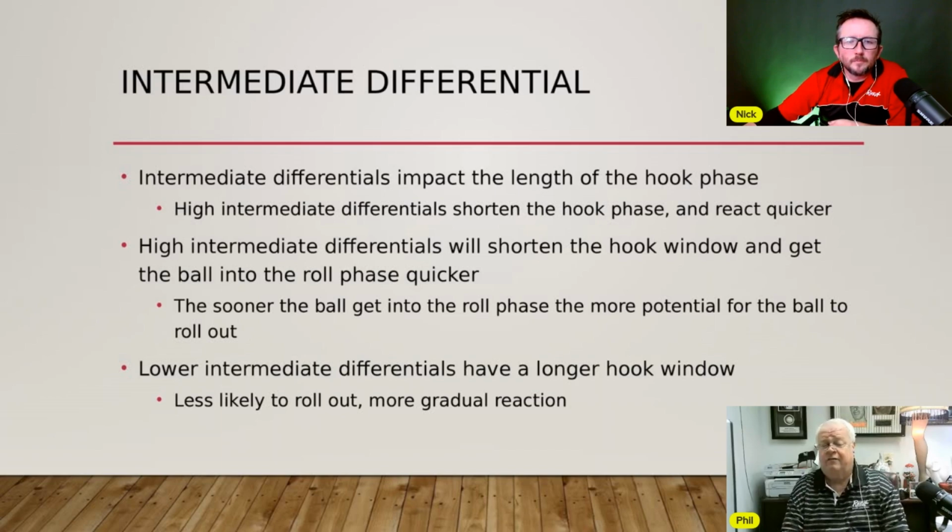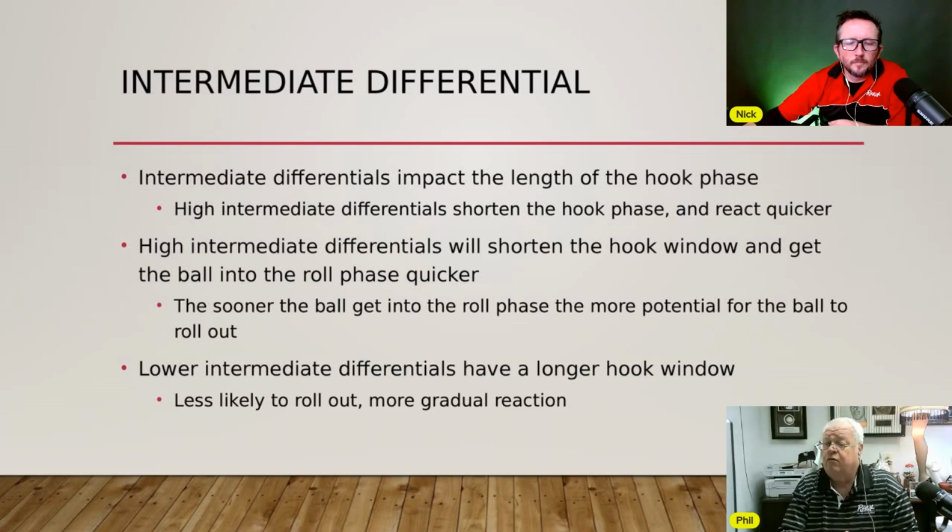Now, the intermediate diff is the tricky part. The intermediate diff impacts the length of the hook phase. So you remember the ball goes skid, hook, roll. And the length of the hook phase is impacted by the intermediate diff, because a higher intermediate diff shortens the hook phase, which means the ball will start to go into that transition where the rotational transition will start to become equal, and the ball will roll out because you shorten the hook window. So high intermediate differentials will shorten the hook window and get the ball into a roll phase quicker.